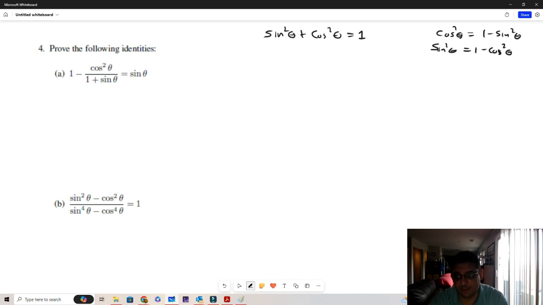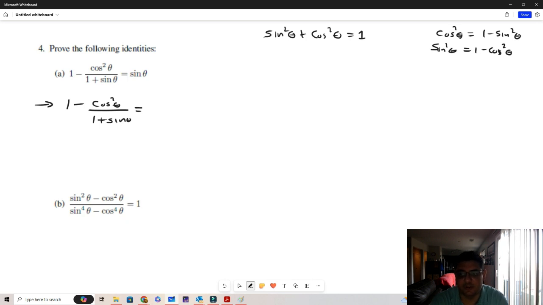So as an example, on the first one, and again, I'm going to emphasize that we always try to go from one side to the other one, and we pick the side that is more complicated. This time it seems to be more complicated, so we're going to start from here. We're going to have 1 minus cosine squared over 1 plus sine of theta.